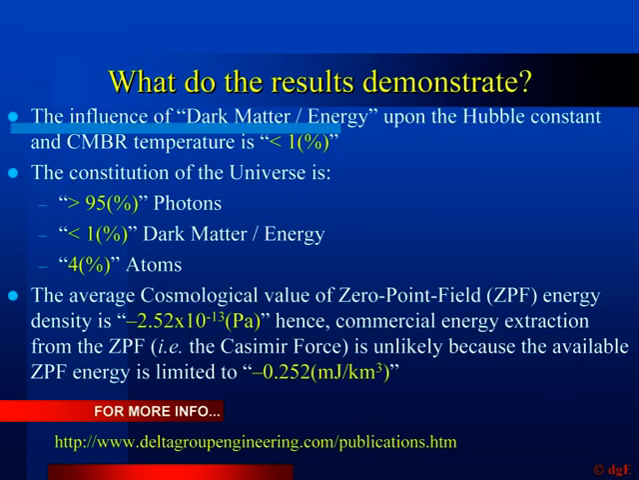What do the results demonstrate? 1. The influence of dark matter/energy upon the Hubble constant and cosmic microwave background radiation temperature is less than 1%. 2. The constitution of the universe is greater than 95% photons, less than 1% dark matter/energy and 4% atoms. 3. The average cosmological value of zero-point field energy density is -2.52 by 10 to the -13 pascals, hence, commercial energy extraction from the zero-point field, that is, the Casimir force, is unlikely because the available zero-point field energy is limited to -0.252 millijoules per cubic kilometer.